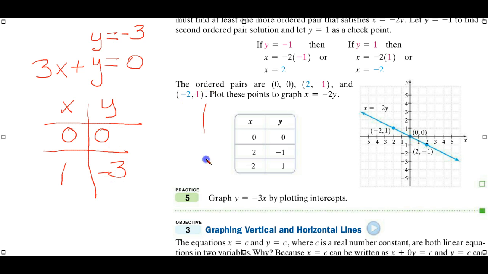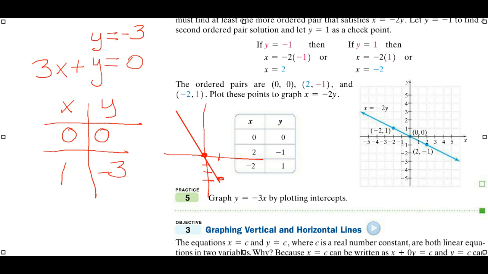So for this one, the graph would be going through the origin and then going x is 1, y in this case is a negative 3. So the line would look like so.